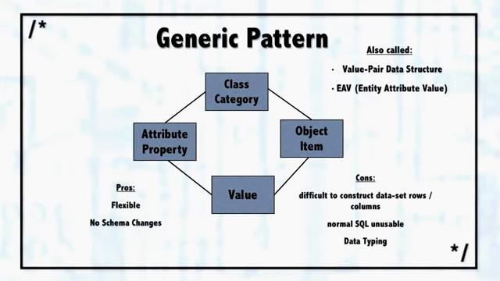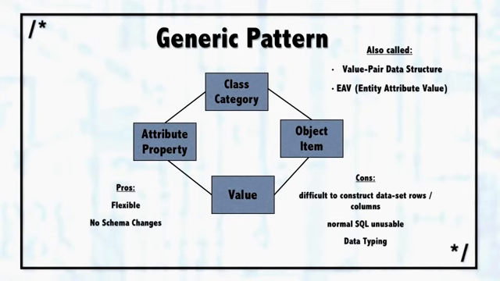And then in the value table, it's a very simple table that says, for this object, for this attribute, here's the value. And that value table could end up being millions or billions of rows long. On the positive side, the generic pattern allows you to be very flexible with your logical schema changes. You can add classes, you can add attributes and properties without any changes to the schema at all on a physical level. It's just the 4 tables.